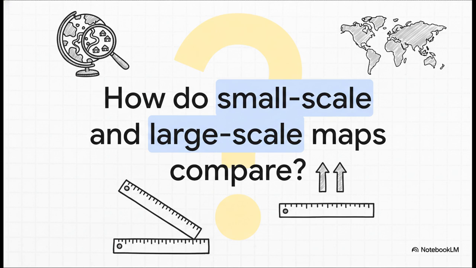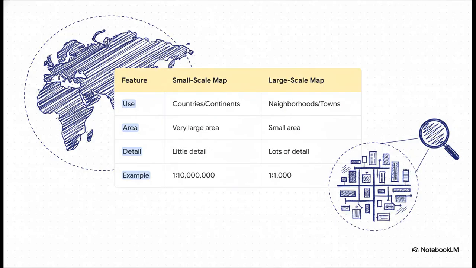You've probably heard people talk about small scale and large scale maps. Now, the names can be a little tricky, so what's the real difference between them? Okay, this is where it gets a little backwards, so listen close. A small scale map shows a huge area, like a whole country, but you can't see a lot of detail. Then, a large scale map zooms way in on a tiny area, like your neighborhood, and shows you tons of detail. See? It's kind of the opposite of what you'd think.